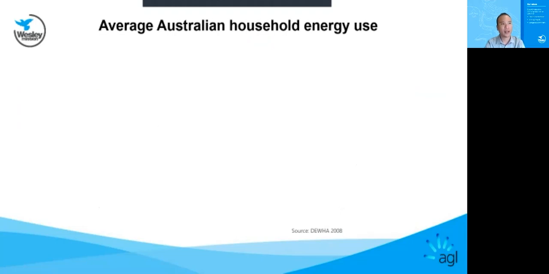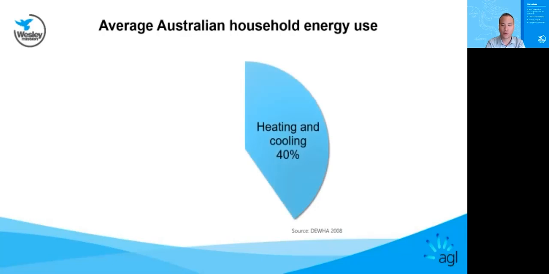So where in the home, what's sucking up all of the electricity in the home and causing you to pay so much? So the average Australian household energy use, 40% is being taken up by heating and cooling, aircon, heater. But then 21% is water heating. So 61% is all about heating your air and your water.